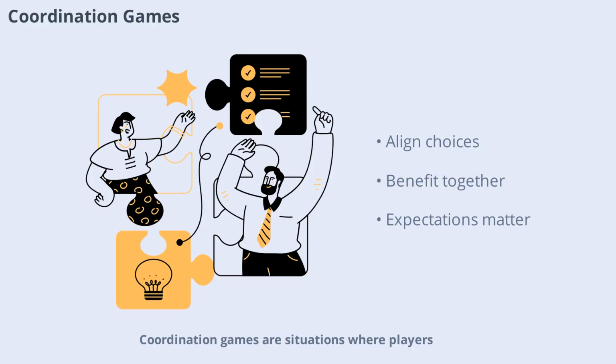Coordination games are situations where players benefit from making the same choices. For example, deciding which side of the road to drive on or choosing a meeting place. The challenge is to align decisions without direct communication. Success depends on expectations and sometimes on conventions or signals.